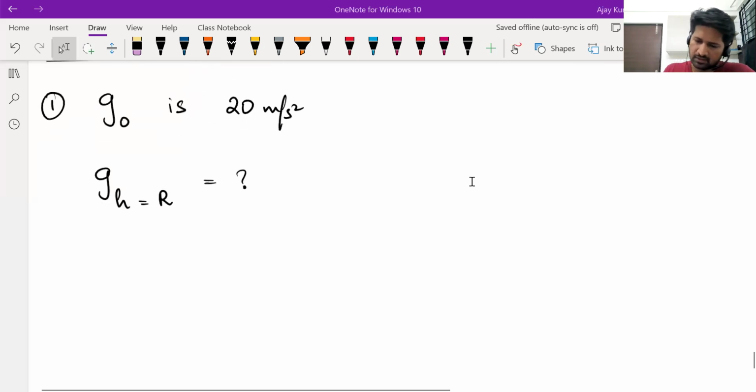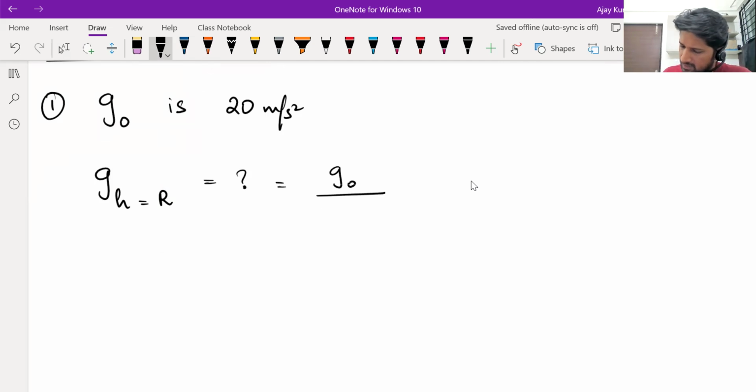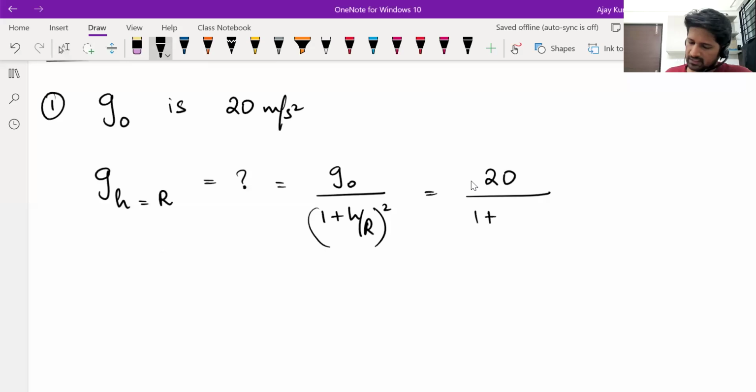Fine. Now gravity at a height equal to the radius of the planet. Now if height is equal to the radius, it's not a small height. It's not negligible. So you'll have to go for the actual formula, which is G naught divided by 1 plus H by R whole square. The G naught is gravity on the surface of the planet, divided by 1 plus H is equal to radius, so H by R becomes 1, whole square. 1 plus 1 whole square is 2 square, 4. 20 by 4 becomes 5 meters per second square.